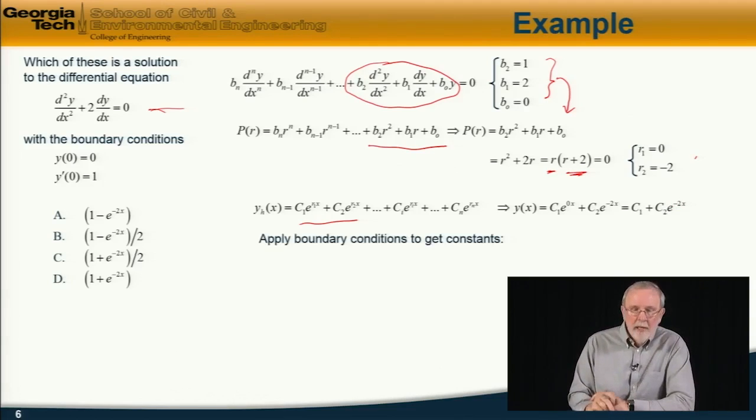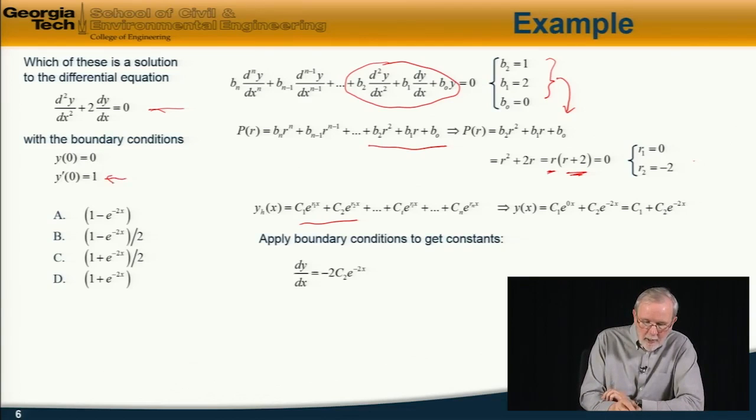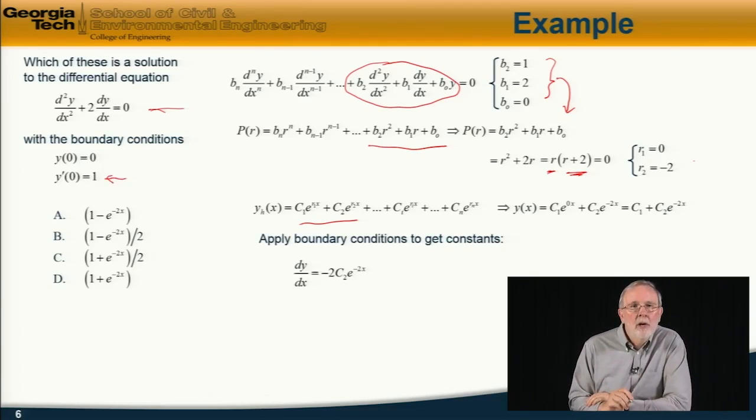Next, however, we can evaluate those constants by applying the boundary conditions. The first boundary condition I'll apply is this one, dy by dx evaluated at 0 is equal to 1. So I differentiate this expression with respect to x to get minus 2 c2 e to the minus 2x. Then I substitute x equals 0 to evaluate that at 0, and I get that the value is equal to 1. So, solving that equation, the constant c2 is equal to minus 1/2.